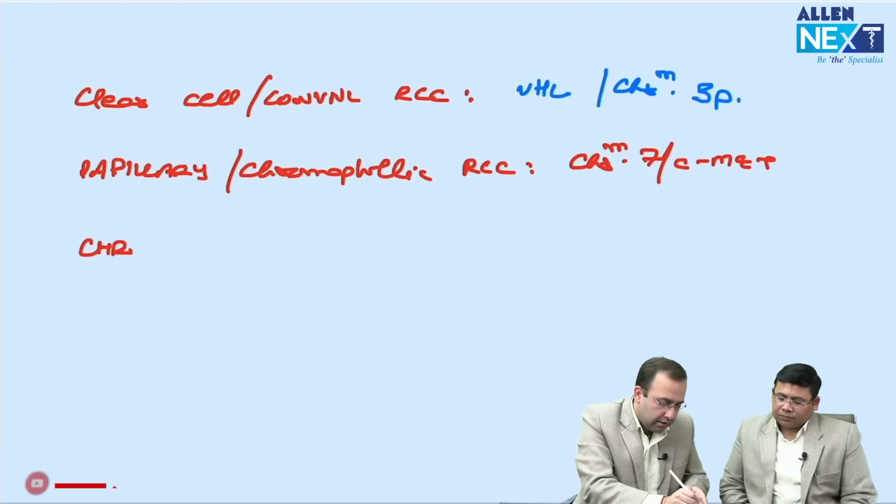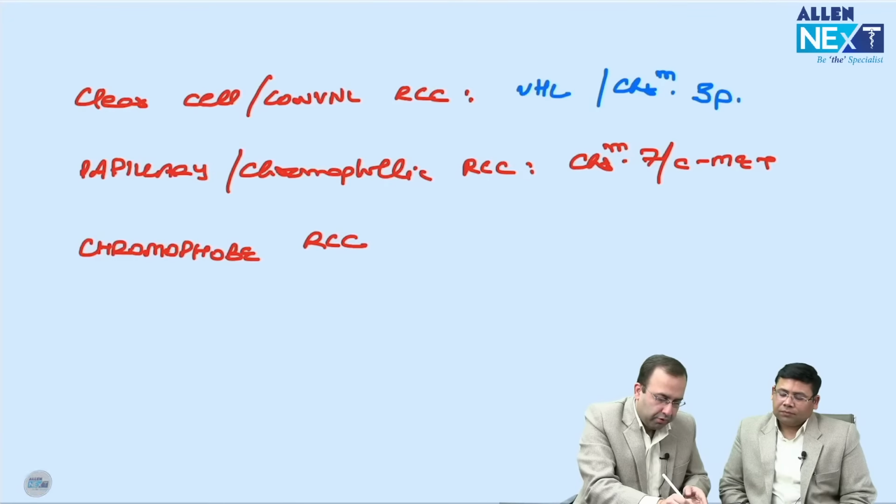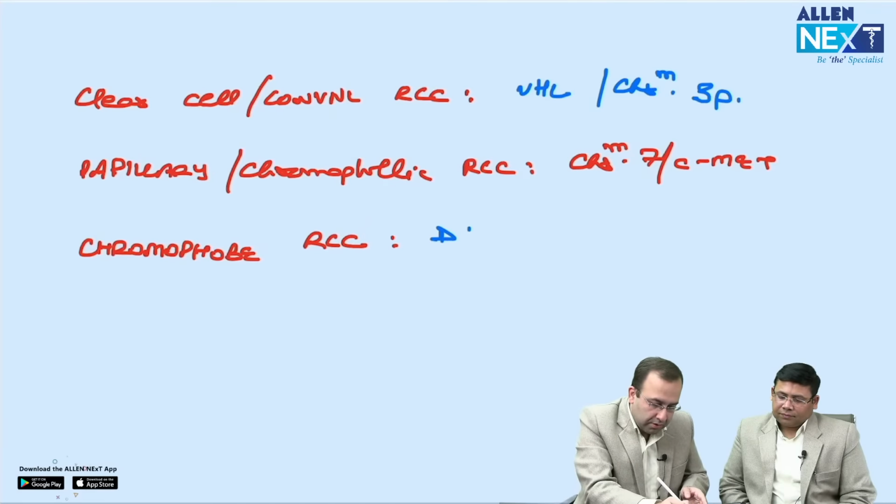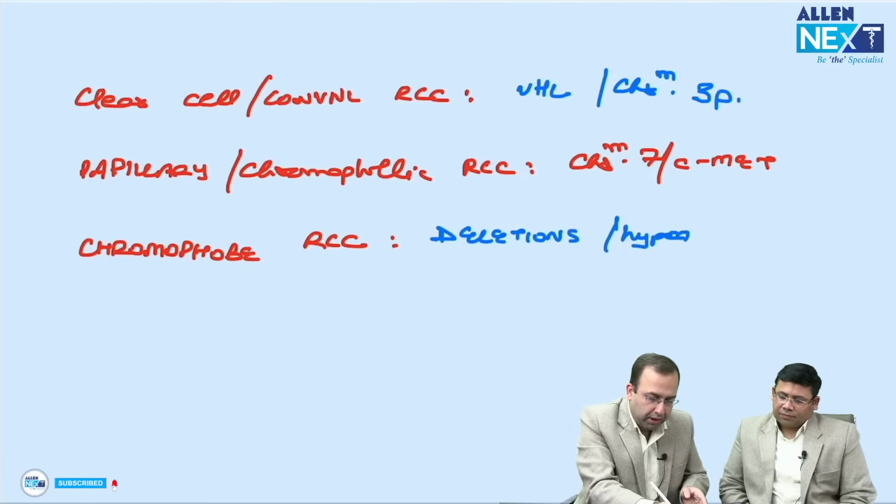And lastly is the chromophobe RCC. The name tells you it is phobic of chromosomes. It is afraid of chromosomes, isn't it? It is phobic of chromosomes. So this is associated with deletions or hypodiploidy.